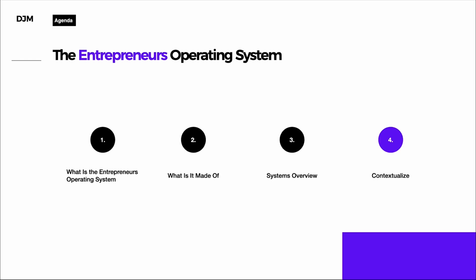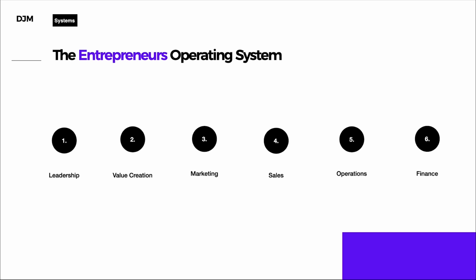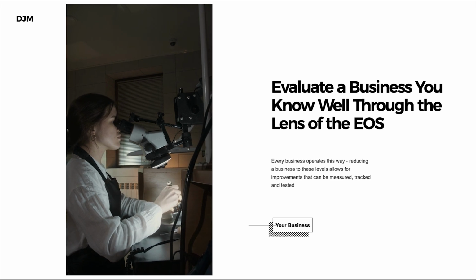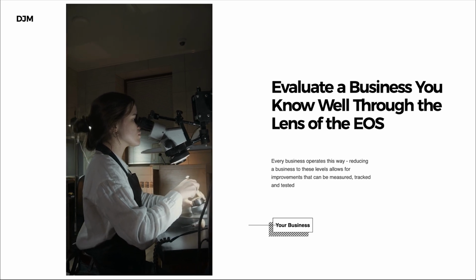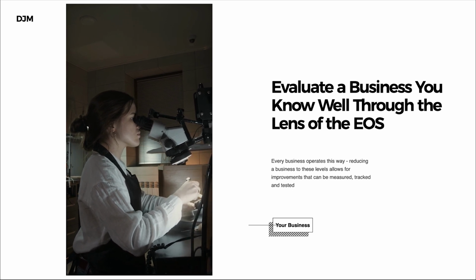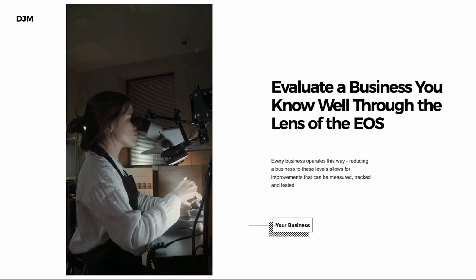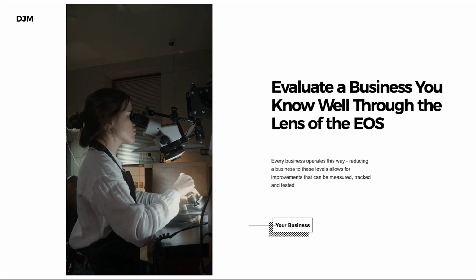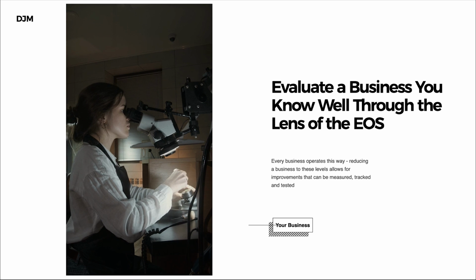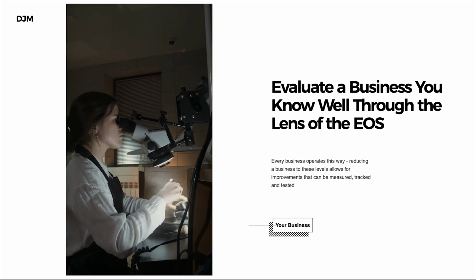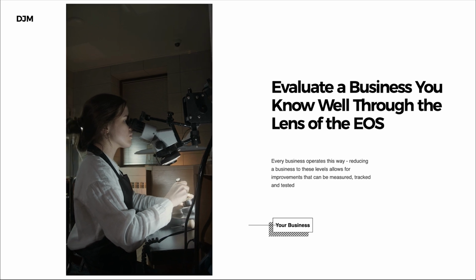And number 4, we're going to contextualize this. So how do we contextualize this for a jewelry store, for example? So evaluate a business that you know well through the lens of the Entrepreneur's Operating System. So every single business operates this way, truly. And reducing a business to these levels allows for improvements that can be measured, tracked, and tested. So what is one business, for example, your business? Maybe your business you know very well and you're able to see things through this lens.